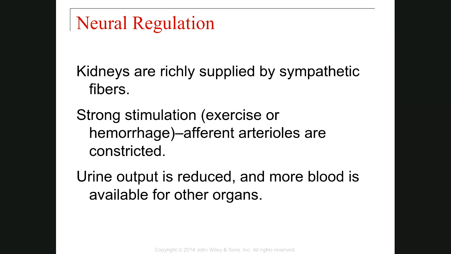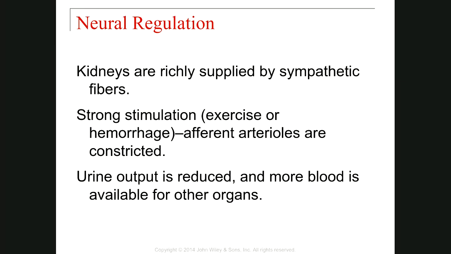With greater sympathetic stimulation, as occurs during exercise or hemorrhage, the afferent arteriole goes to constriction. As a result, blood flow into the glomerular capillary decreases, the glomerular filtration decreases, and the GFR drops. So our blood can go to the other parts of our body which need it. For example, at the time of exercise, we need blood for our muscles. So the blood can easily go to the muscles and supply our muscles.